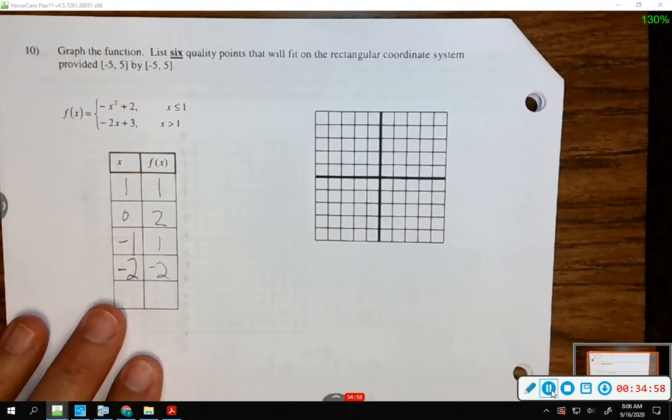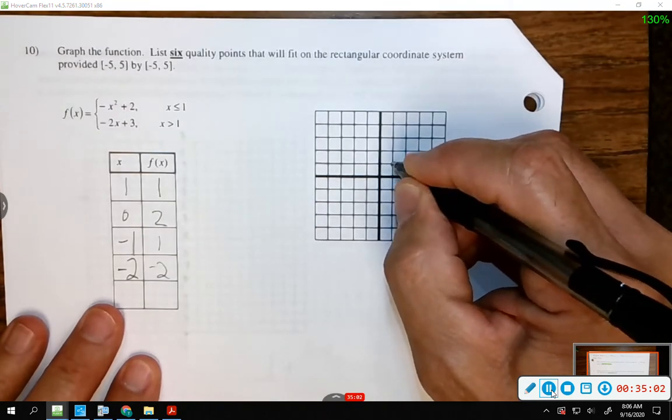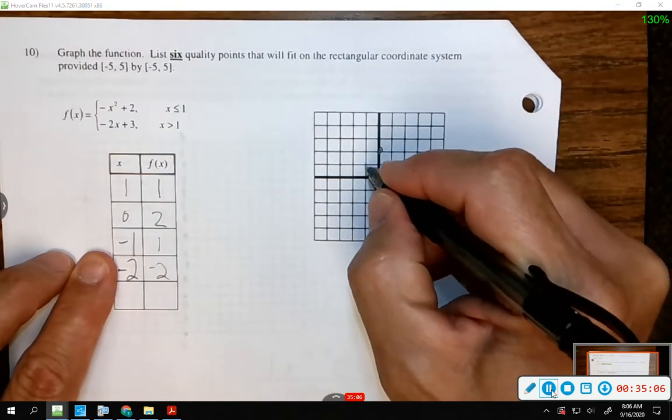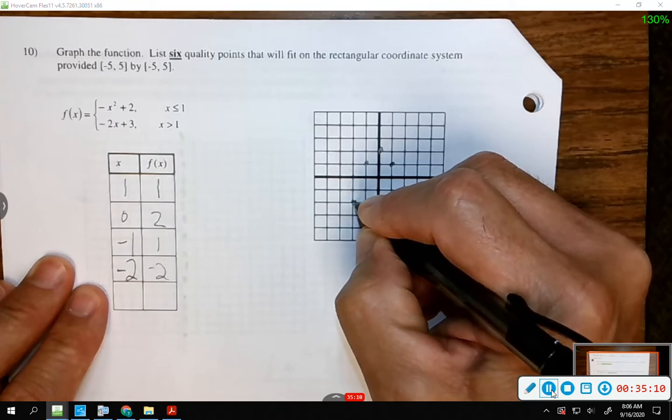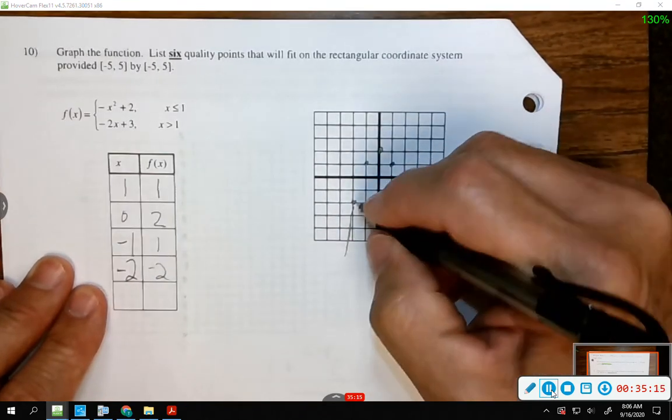If I go to the right 1, I go up 1. If I go left or right 0, I go up 2. If I go back 1, I go up 1. And if I go back 2, I go down 2. That's good enough. I'm not going to fit any more on this 5 by 5 graph that I've provided for you.